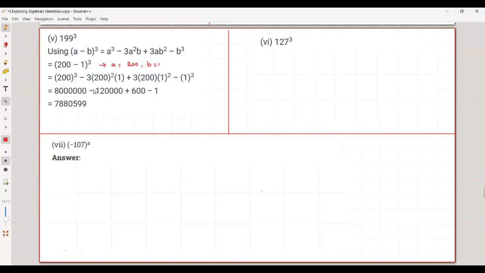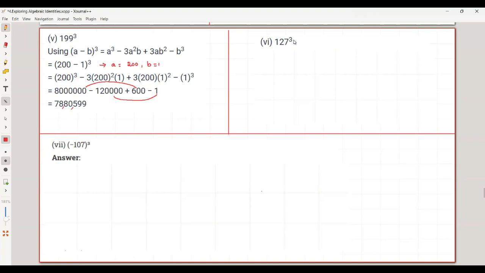Okay. So finally use the BODMAS rule. First add, then finally subtract. So you'll be getting the answer as this is 1000 lakhs, 78 lakhs, 80,599 is the answer.